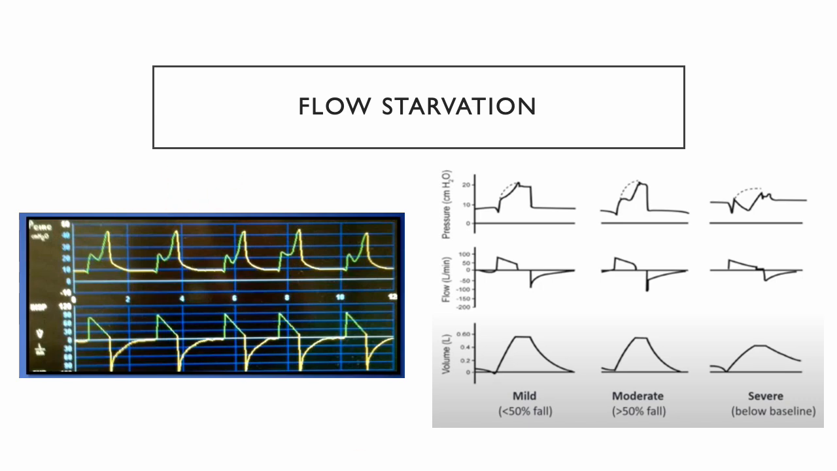And what this diagram is trying to illustrate is that when the patient has flow starvation, their extra inspiratory effort that causes the drop in airway pressure actually increases the work of breathing, and this work of breathing is actually reflected by this area under the curve of where the normal curve should actually be.